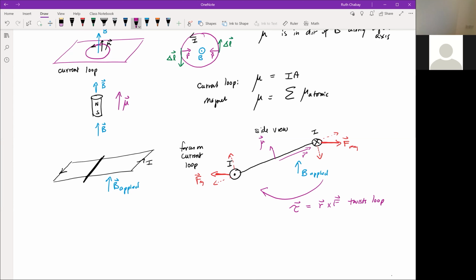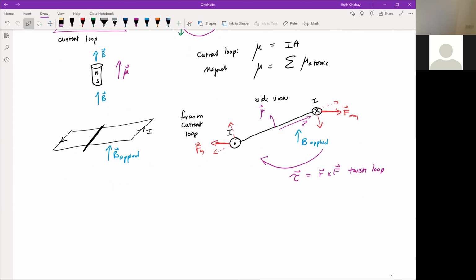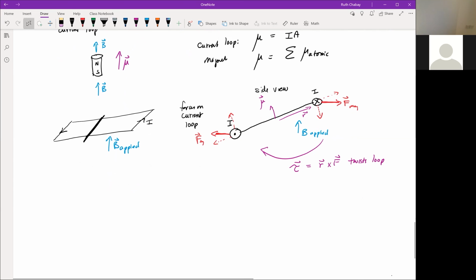Now it works out, this is derived in the book, I'm not going to go through it now, but if you actually look at it and work it out, see derivation in the book, the torque actually does come out to be mu cross B.